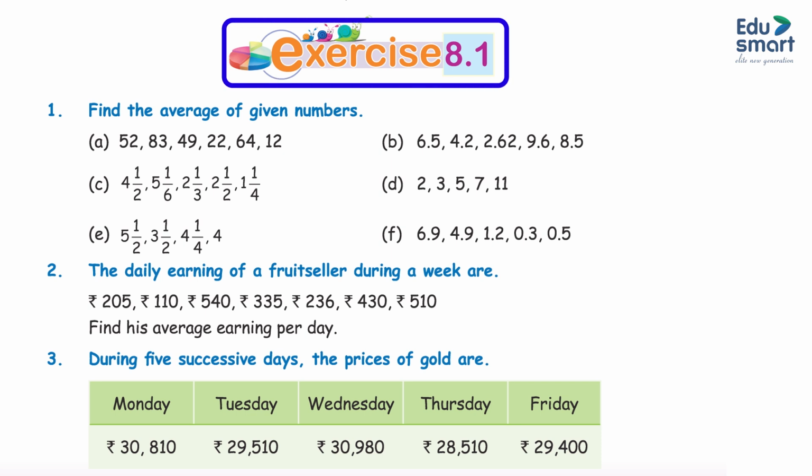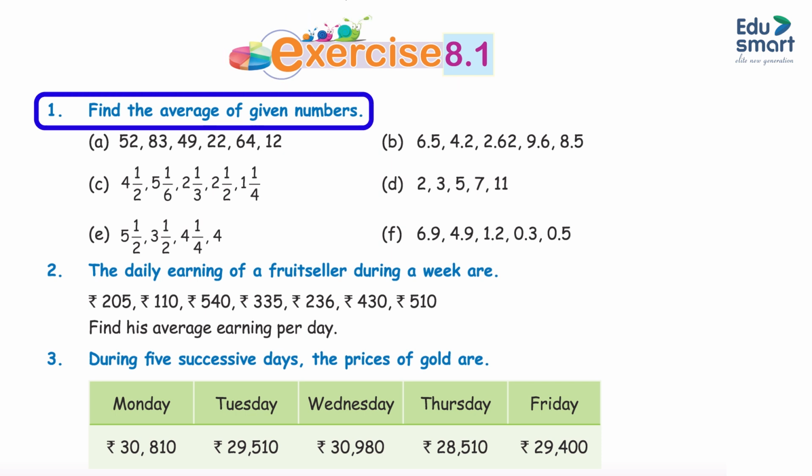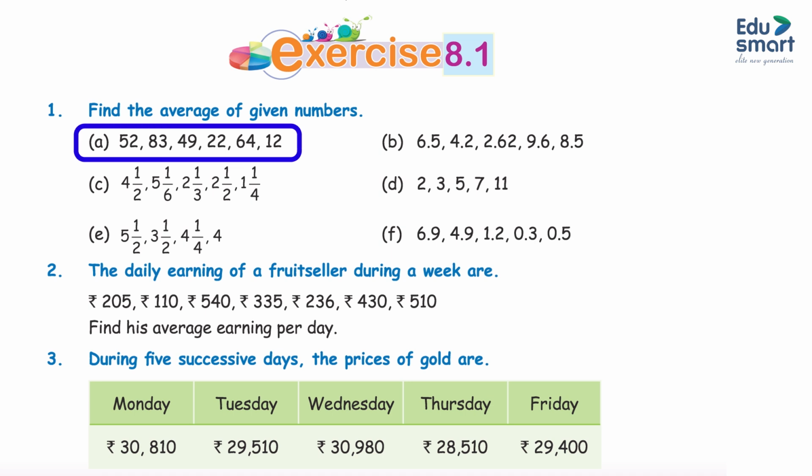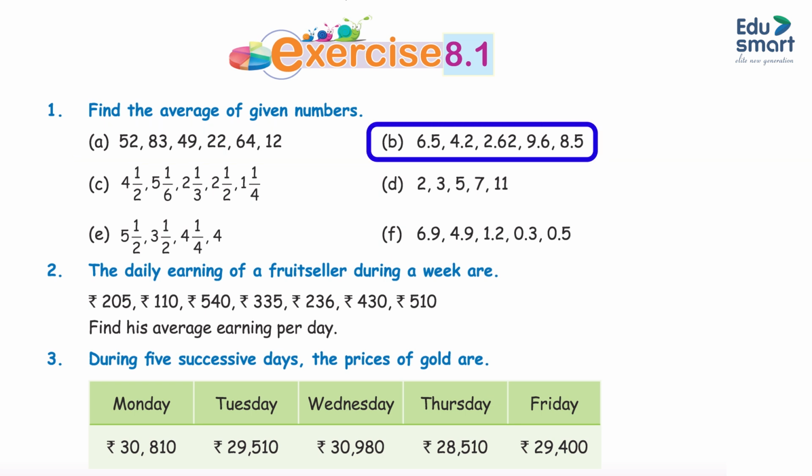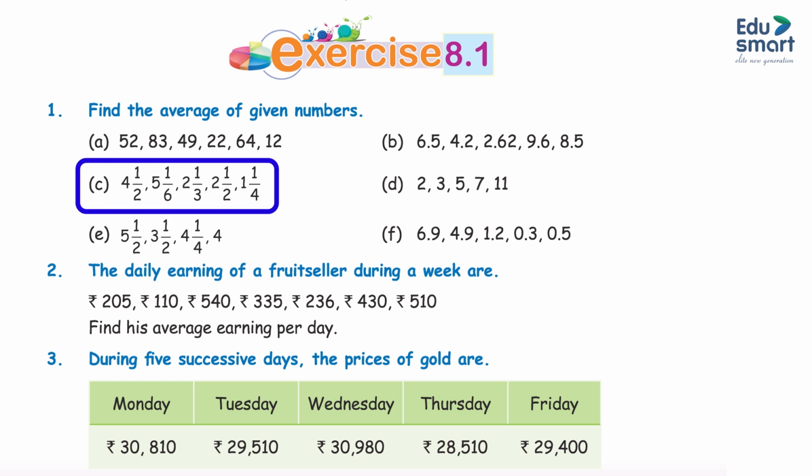Exercise 8.1. Question 1. Find the average of given numbers. A. 52, 83, 49, 22, 64, 12. Answer 41. B. 6.5, 4.2, 2.62, 9.6, 8.5. Answer 6.284. C. 4 1/2, 5 1/6, 2 1/3, 2 1/2, 1 1/4, 3 3/20.